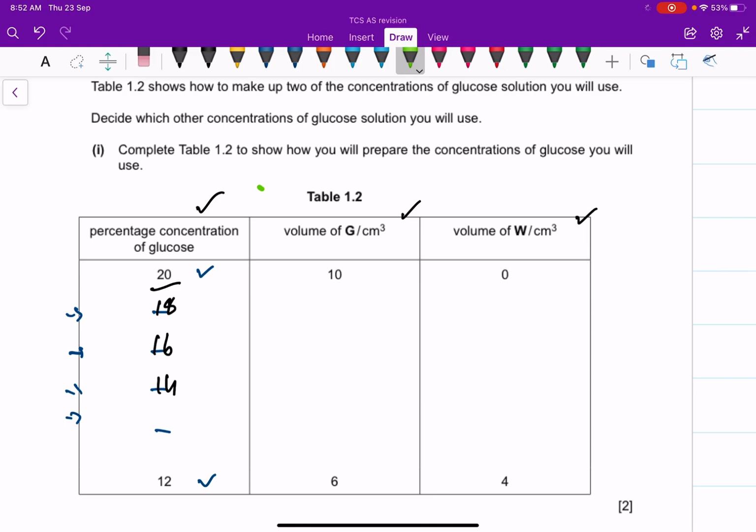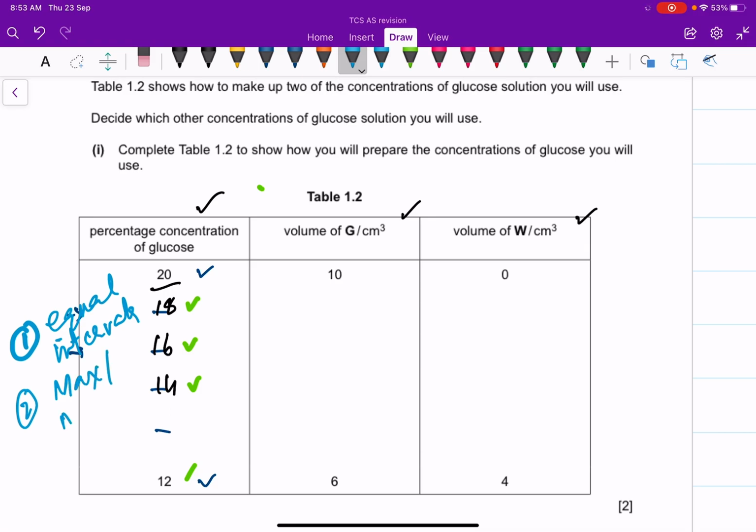20%, then 18%, 16%, 14%, and 12%. So you see there is an equal interval of 2 in between. Number 1, equal intervals, and number 2, the maximum and the minimum value have been included in it.